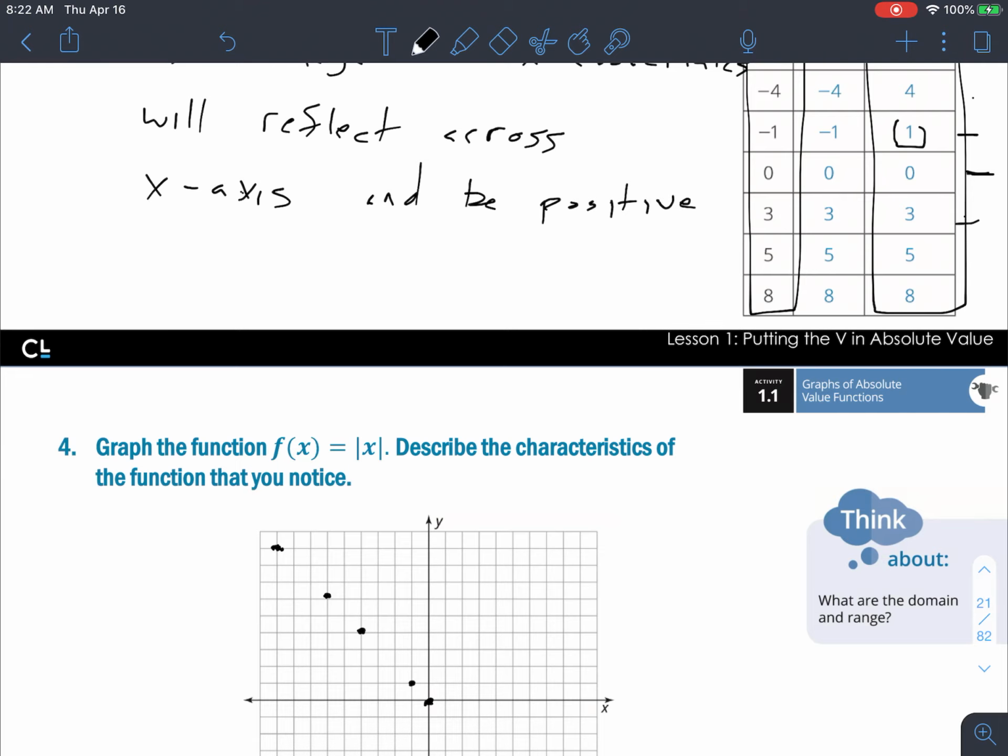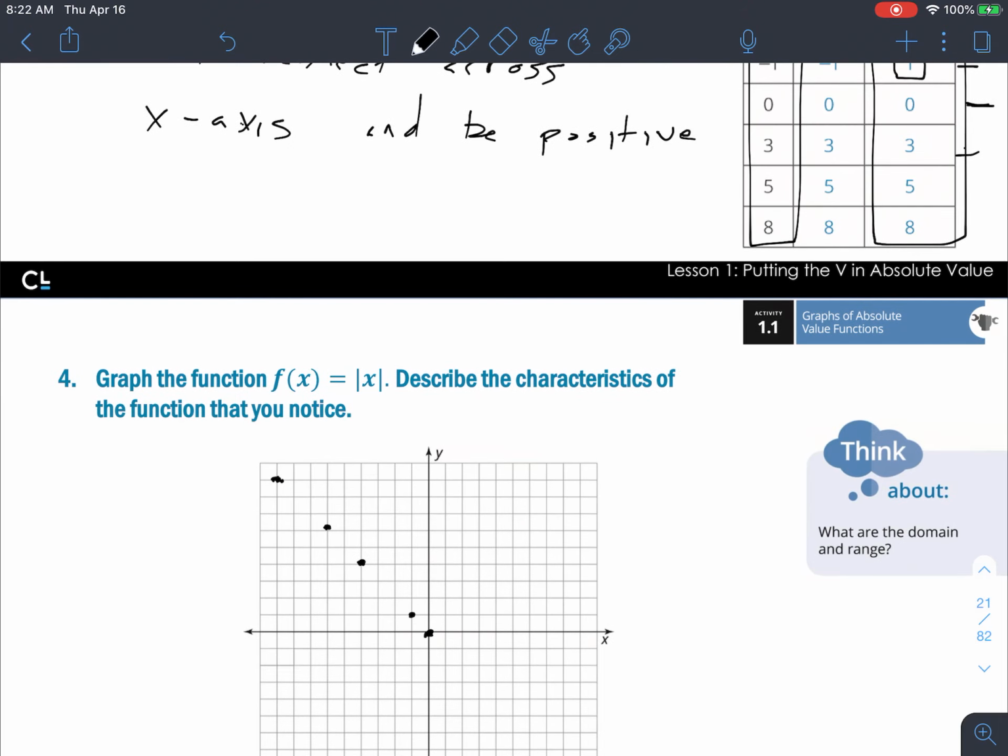3, 3. We go to the right 3, 1, 2, 3. We go up 3, 1, 2, 3. We go 5, 5. Go over 5 to the right. Go up 5, 1, 2, 3, 4, 5. And then last but not least, 8, 8. 1, 2, 3, 4, 5, 6, 7, 8, right there. And your graph should look like a V.